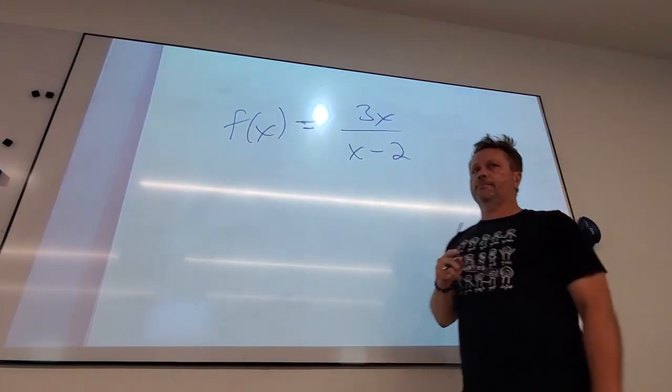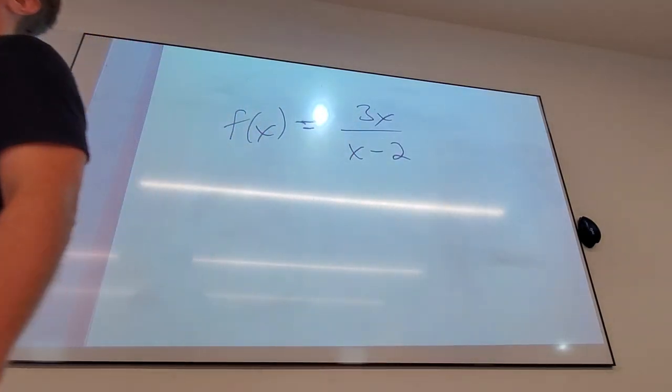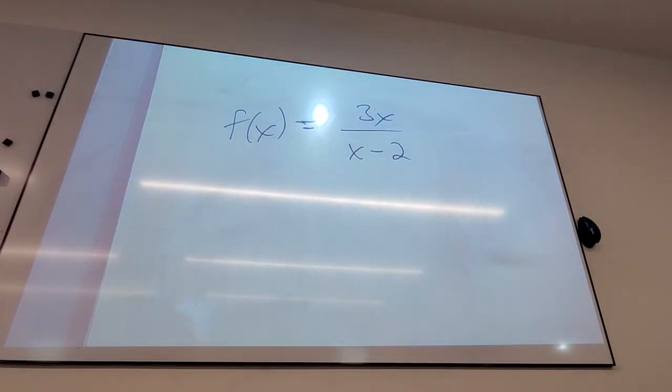That function's got a problem somewhere, yeah? If you try to put a certain number into it, it will freak out. Does anyone see what that number might be? 2. Yeah, why? What's the problem with 2? 0. Yeah. What happens when you divide by 0? Bad things. In fact, it's so bad we call it undefined. We don't even want to talk about it.